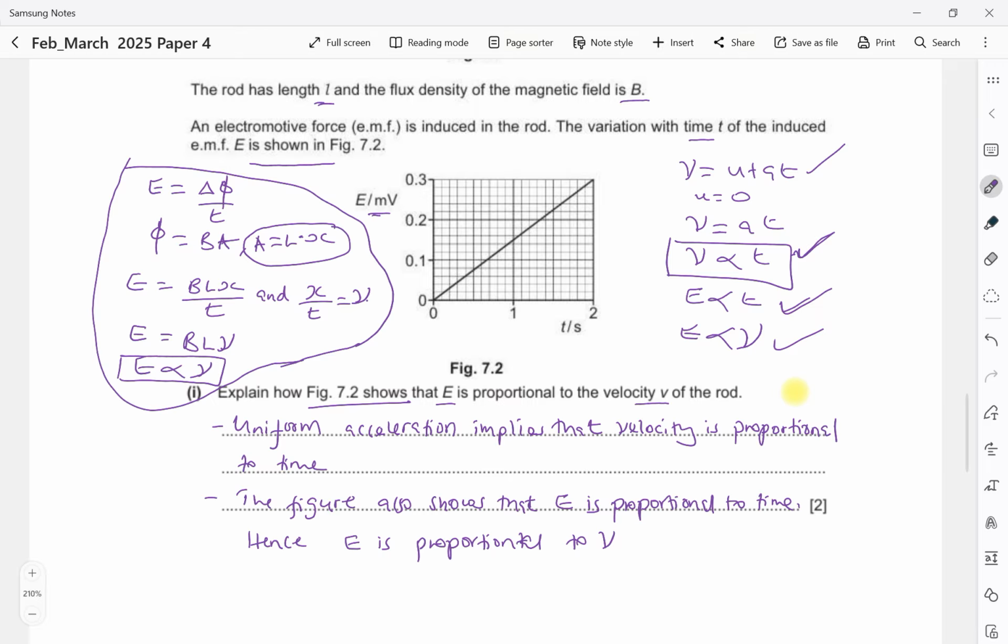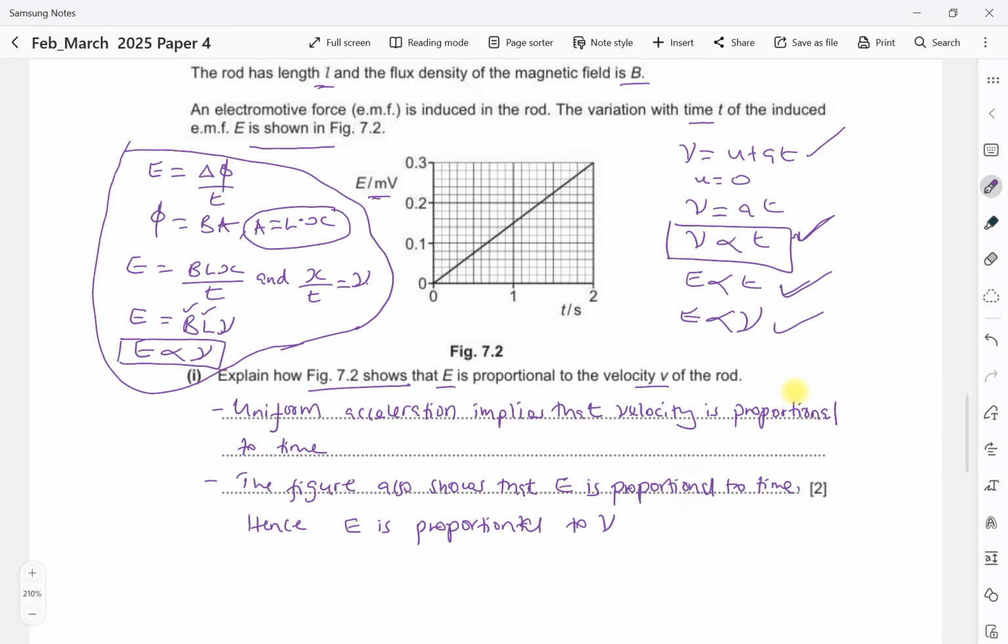Alternatively, you can think about this, even though this is not required for this question, but I just wanted to show you that E was directly proportional to V because V is a constant, and the length of the conductor is also a constant.